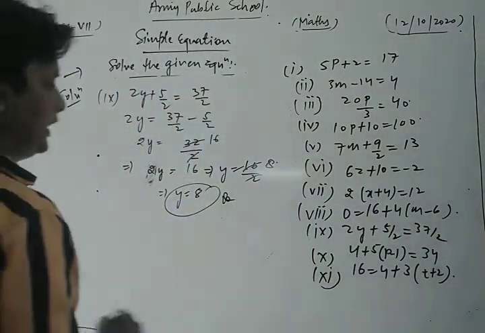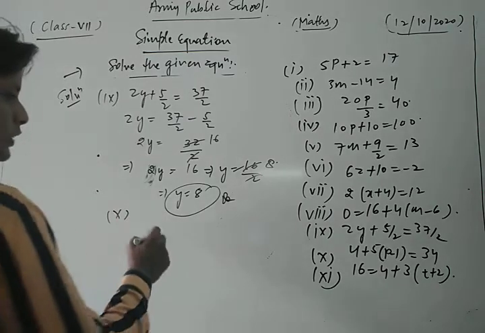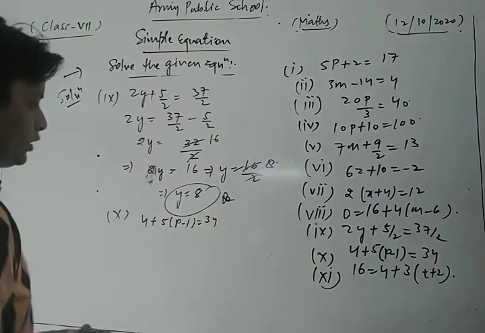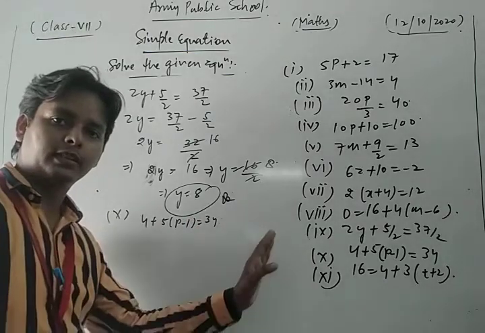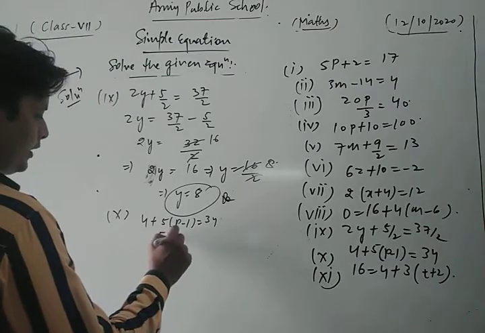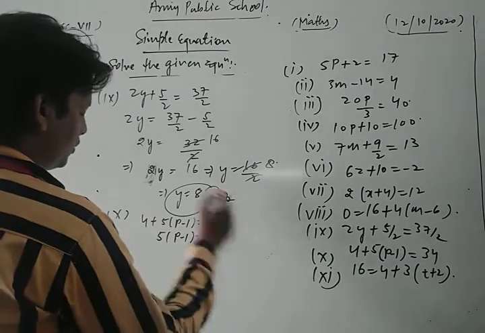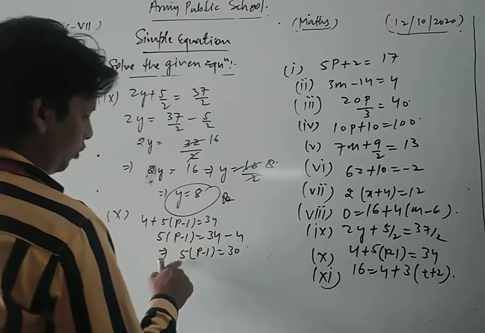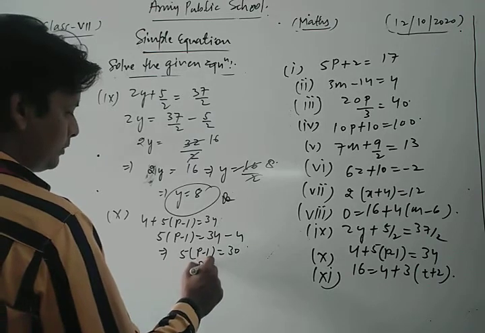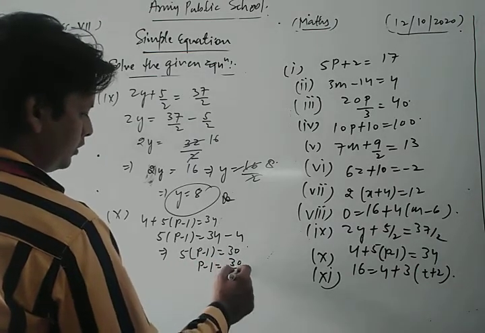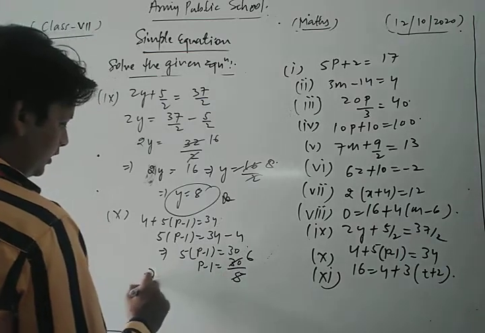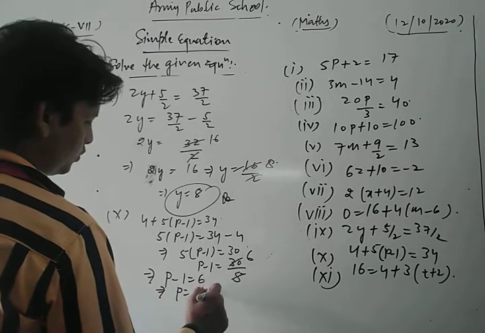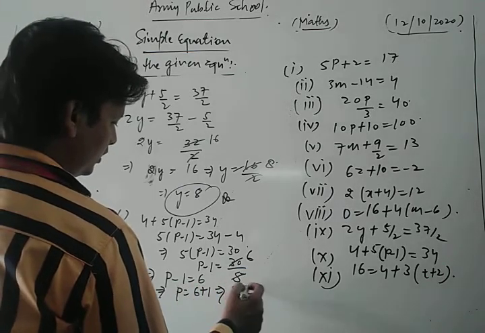Okay, now we take and solve the 10th part of this question, which is what? 4 plus 5 into p minus 1 is equal to 34. Dear student, in that question, first of all we transfer 4 to that side. So we get 5 in bracket p minus 1 is equal to 34 minus 4. So we get 5 into p minus 1 is equal to 30. Now we transfer 5 to that side, so we get p minus 1 is equal to 30 upon 5. 5 sixes are 30. Thus p minus 1 is equal to 6. So the value of p is equal to 6 plus 1, that is 7.